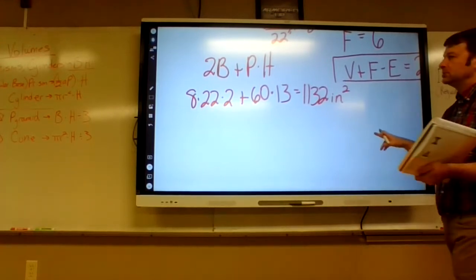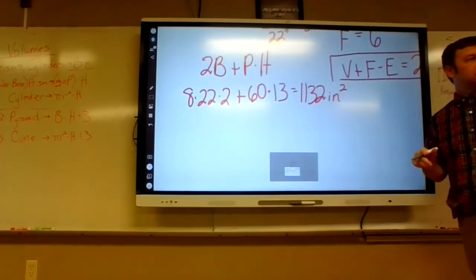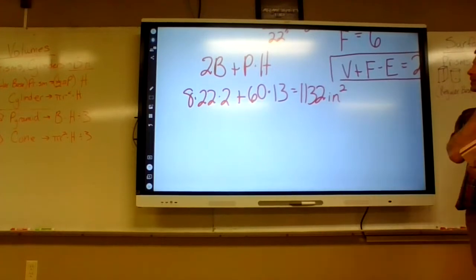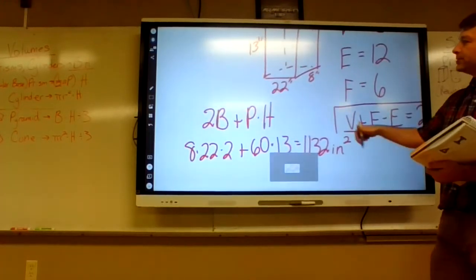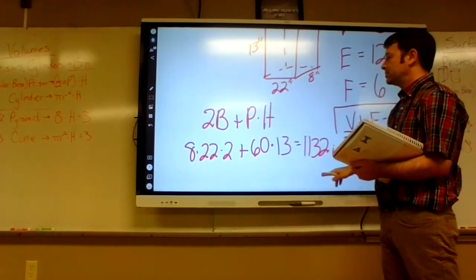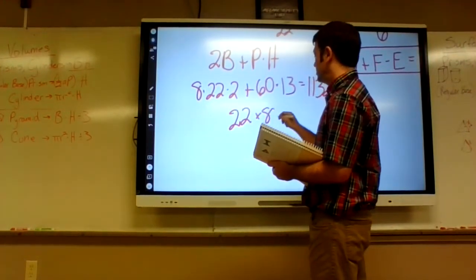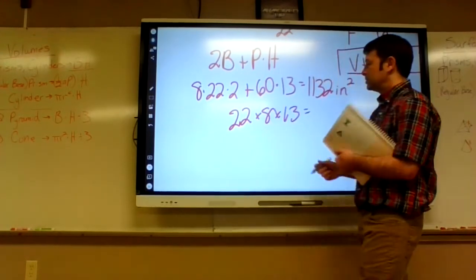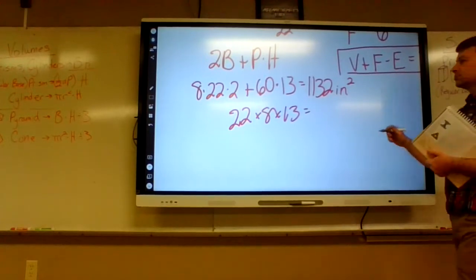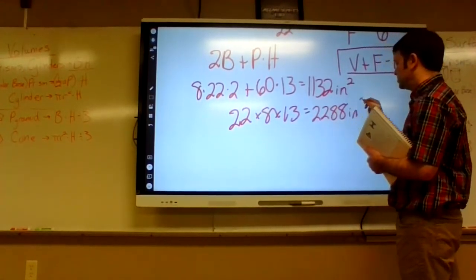Alright. Any questions on 9? I only saw surface area. Oh, it does say volume, yeah, you're right. Okay, I mentioned volume earlier, right? 22 times 8 times 13. 2,288. That would be inches cubed.